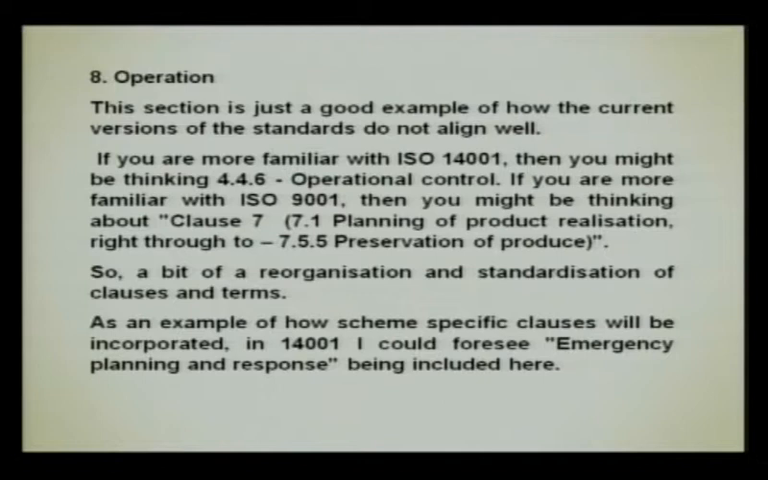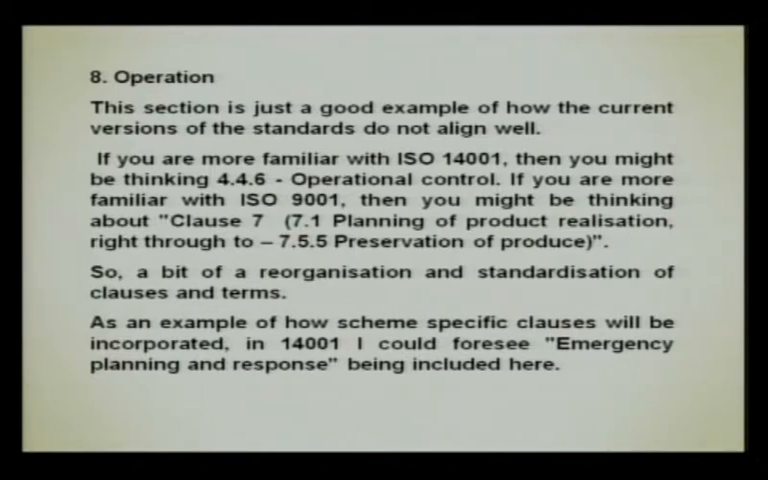If you are more familiar with ISO 14001, you might be looking into a clause 4.4.6 which is titled operational control, and if you are familiar with ISO 9001, you would be thinking about clause 7 which talks of planning of product realization right through to preservation of product, the entire sequence of operations that is required to produce a product. So, obviously, there were similar requirements covered under different clauses with different titles. So, a bit of a reorganization and standardization of clauses and terms has been done under this clause.